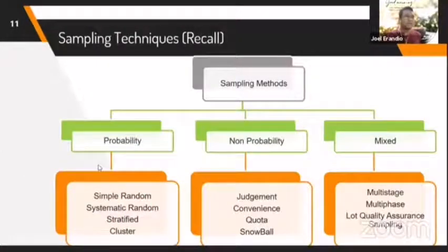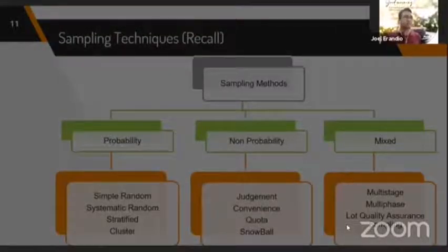The different techniques, so I put it as just a recall. These are the different terms that I mentioned a while ago. In terms of probability sampling, we have the well-known SRS, or simple random sampling, systematic, stratified, and then the cluster. In the mixed kind of sampling, this is multi-stage, sometimes multi-phase, or the lot quality assurance sampling, or the LQAS. Okay, so yan.